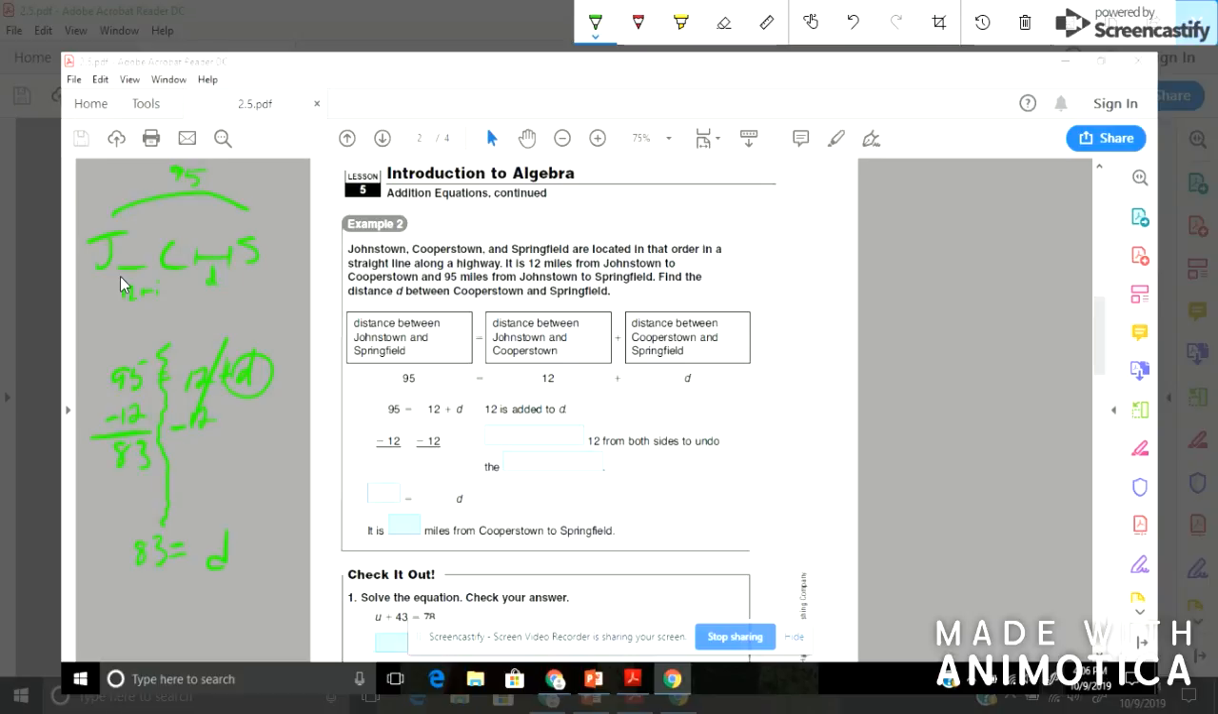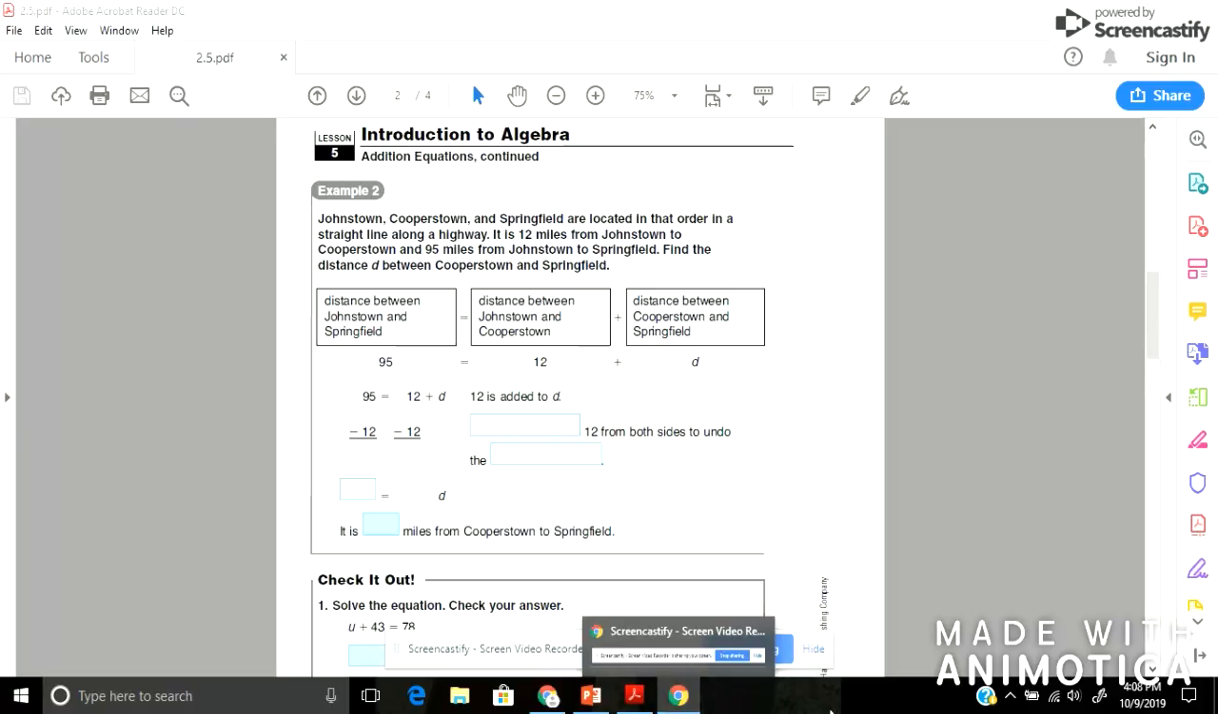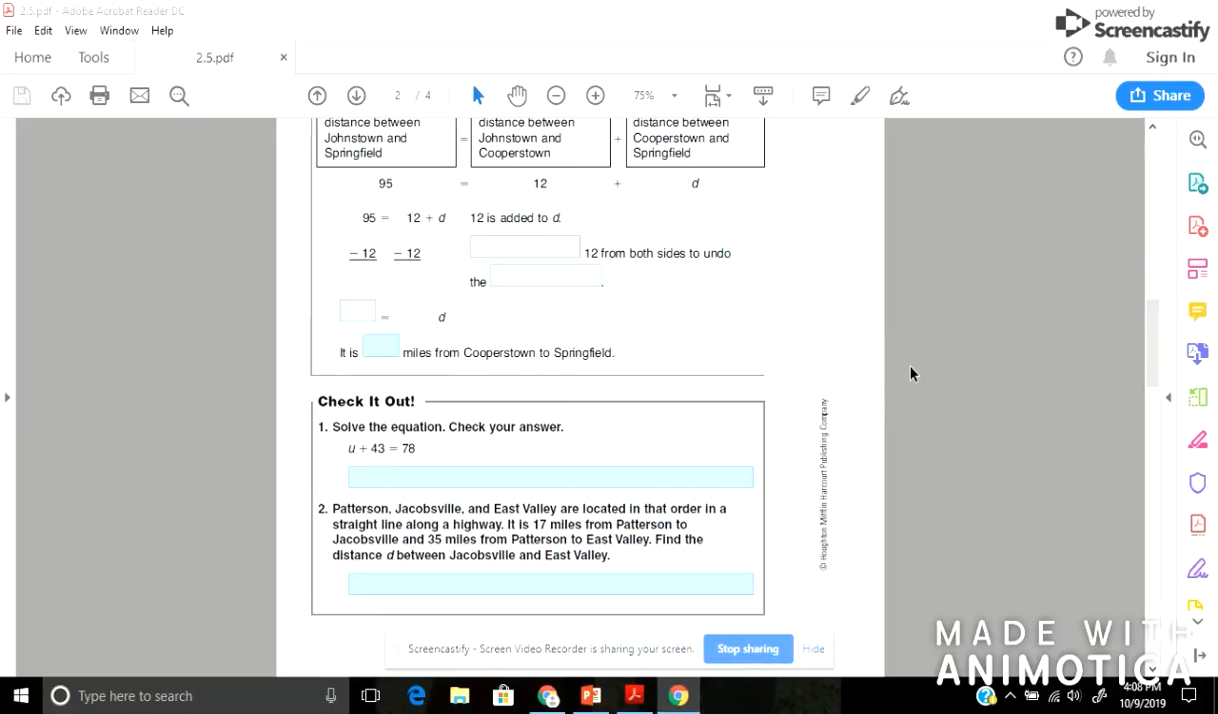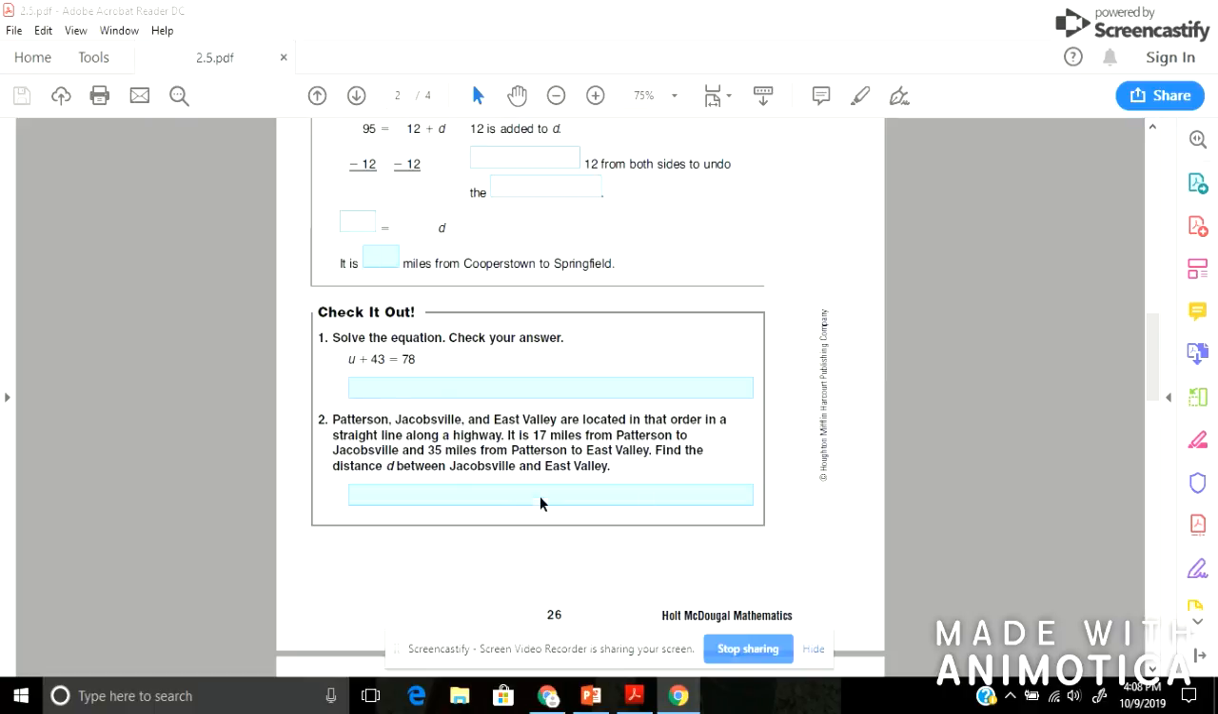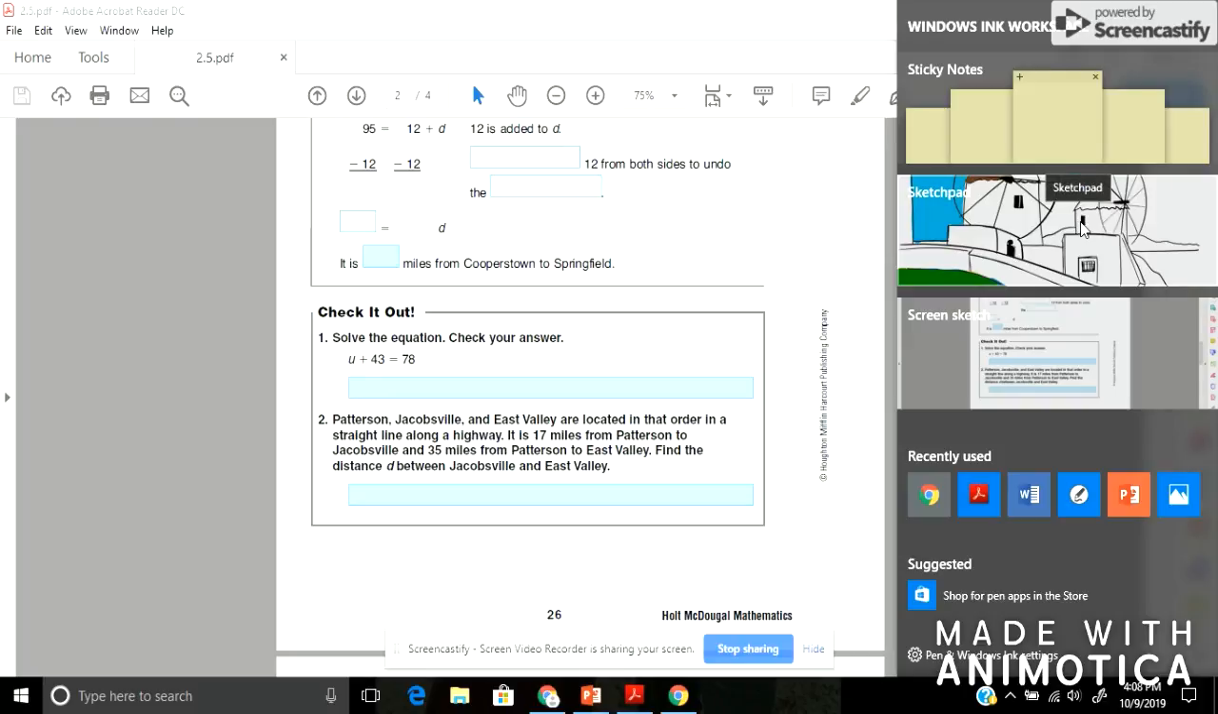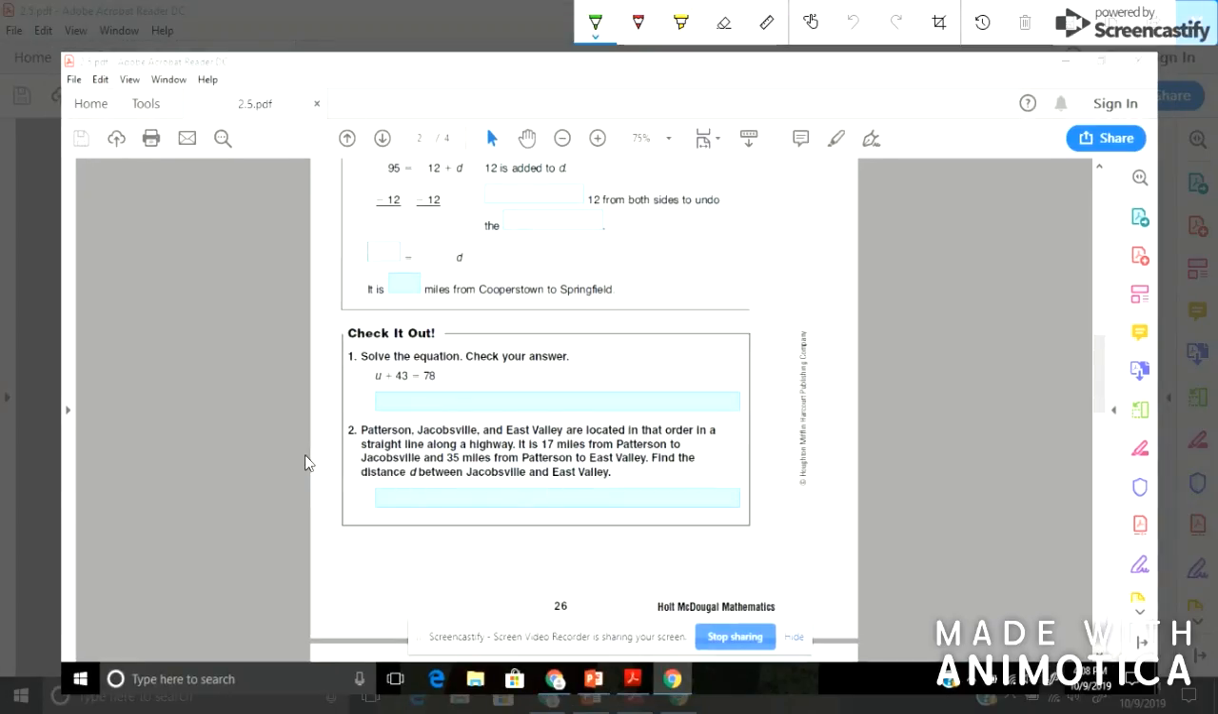Okay, let's fill in my blanks here then. So again, I needed to subtract 12 from both sides to undo the addition. And I got a total of 83. It is 83 miles from Cooperstown to Springfield. All right, awesome. Let's go to the last part, the check it outs for 1 and 2. Why don't you go ahead and pause your videos here and try it on your own and see what you come up with.